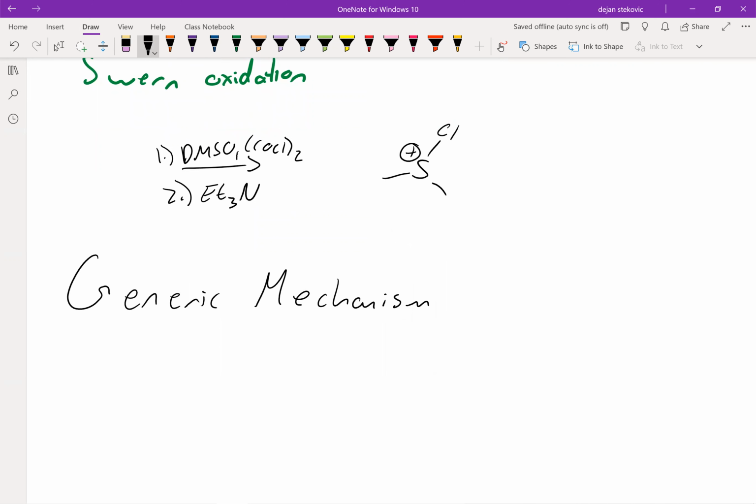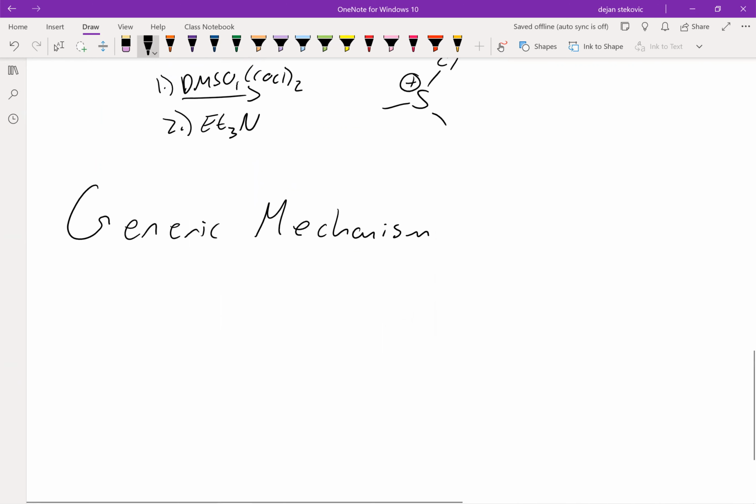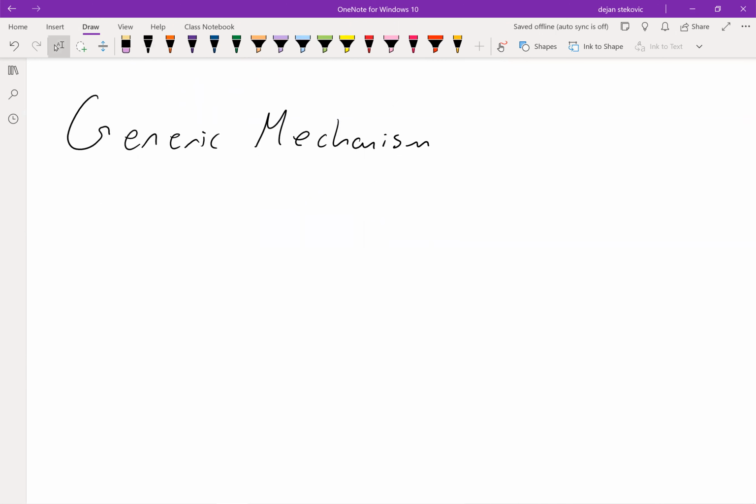And all the reactions above work through this general mechanism. There are some slight variations, of course, but generally they're the same thing. So what we have here is some kind of alcohol, obviously, that we're going to oxidize. And then in addition to that, we have our oxidant, which I'm just going to call OX for oxidant. And generally what occurs here is the alcohol attacks your oxidant.